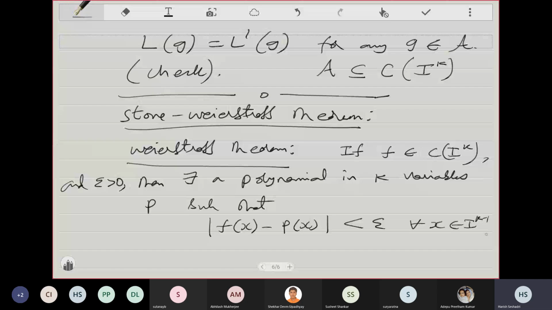So this is quite a powerful and surprising theorem. What we are saying is that any continuous function can be approximated pointwise. See, modulus of f of x minus p of x less than epsilon holds for all x in Ik. So we are saying that any continuous function can be approximated by a polynomial pointwise. So how does one do this? Well, that's a different story, but it'll be fun for you to think about how to construct such a polynomial. Given a continuous function, how would we go about getting hold of such a polynomial?